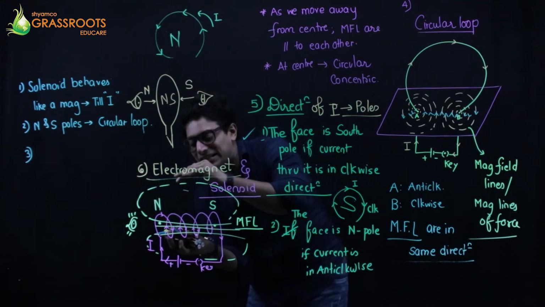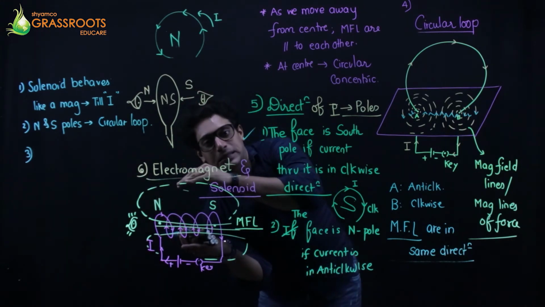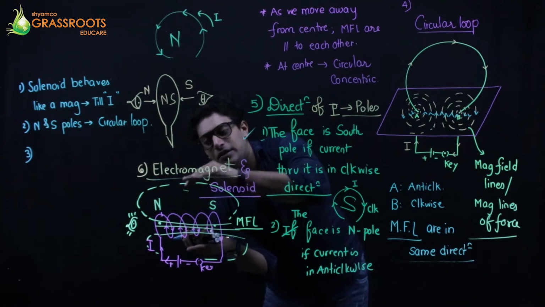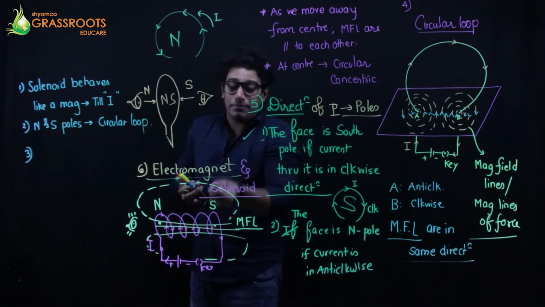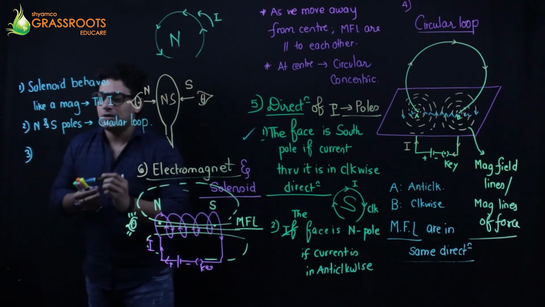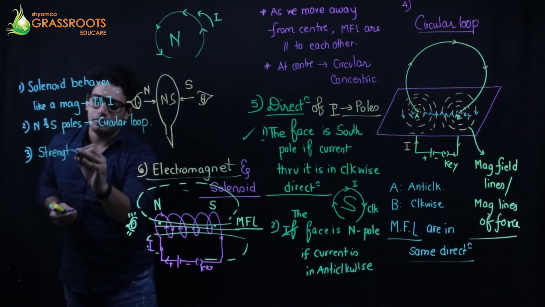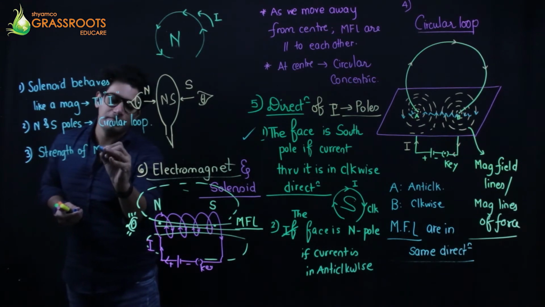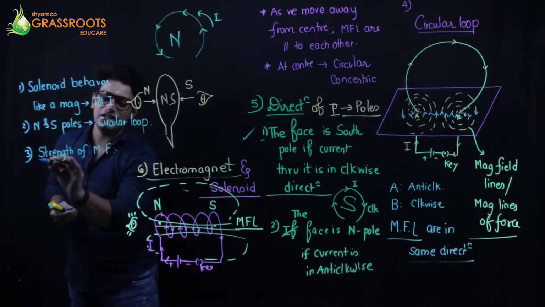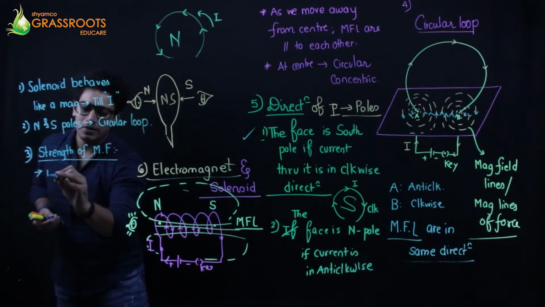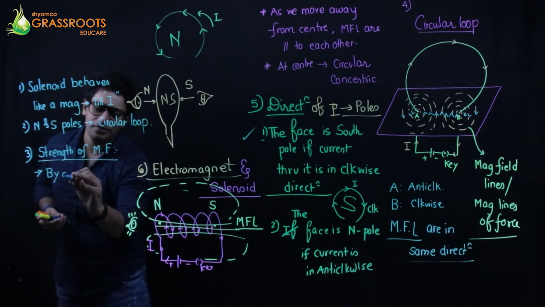मतलब पहले magnetic field इधर तक ही था, सीमित. The strength was only this much, but if I increase the current, magnetic field increases. It becomes a stronger magnet. So I will say the strength of magnetic field, MF लिख रहा हूँ, can be changed. How can it be changed? By changing the current.